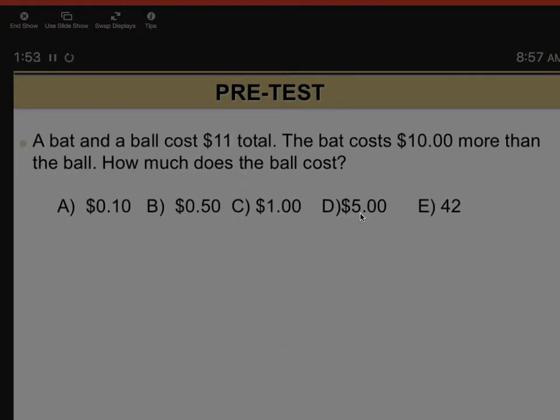Okay, so a bat and a ball costs $11. The bat costs $10 more than the ball. How much does the ball cost? Oops, gotta close this one off. These will all be pretty simple. These are very basic math questions.